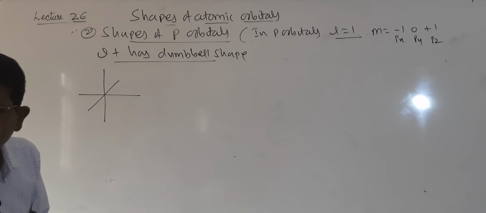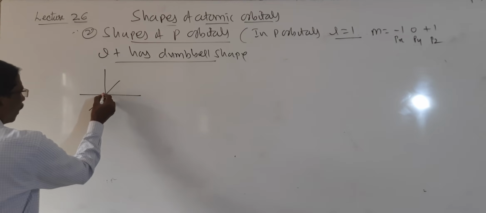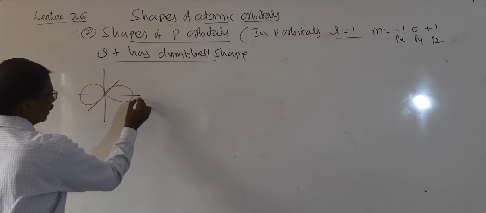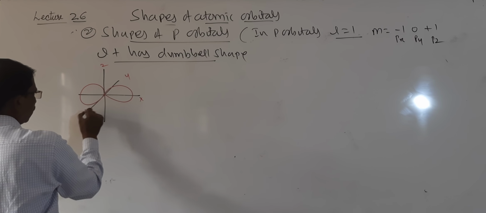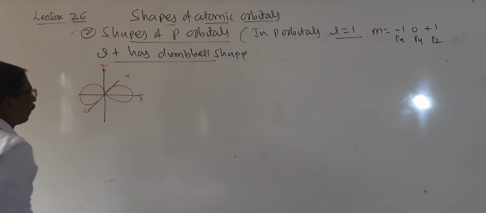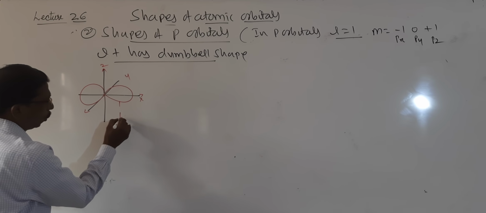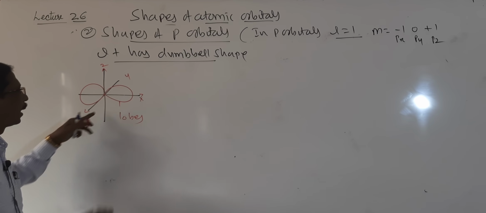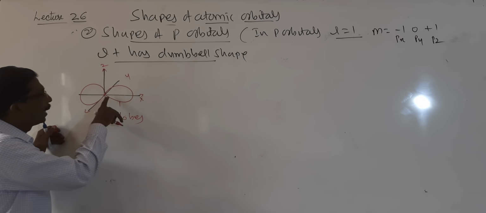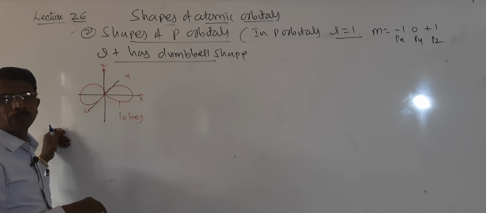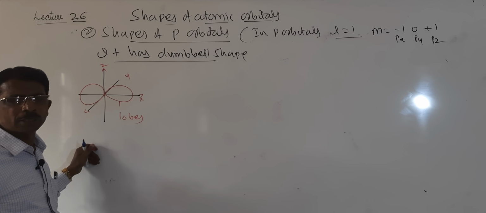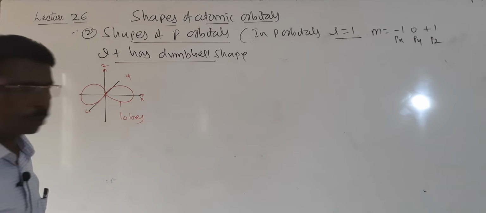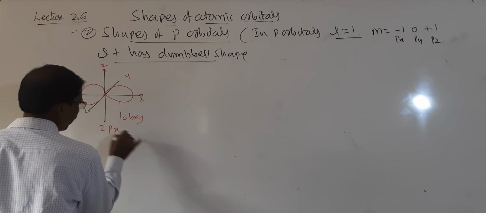Look here, I will draw the loops. It is X, Y, Z. Look here, students. These are called loops. These loops are separated by a plane, and here the loops touch each other, and here it is the node, where these two loops touch each other, the probability of finding electron is 0. It is called 2px.